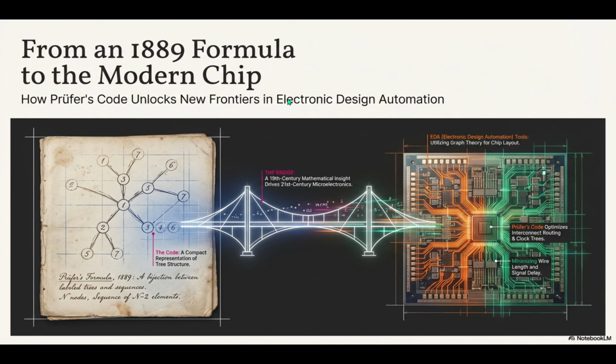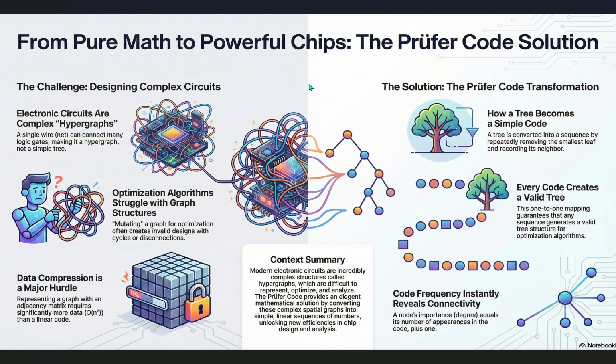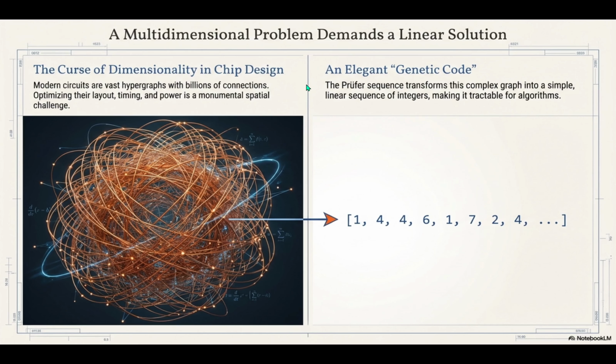EDA. It's basically finding a mathematical shortcut to manage the billions, literally billions of connections on a modern chip. That's the perfect way to put it. I mean, the scale is just mind-boggling. When you design a new chip, you slam right into what engineers call the curse of dimensionality. Right. You have this vast, sprawling web of logic gates, memory, power lines. It's all a huge multi-dimensional puzzle. And your job is to optimize everything at once, the layout, the timing, the power draw. And if you try to map that out as a traditional graph, it just becomes unmanageable. It becomes computationally intractable. Exactly. Right. It's a spatial challenge on a monumental scale.